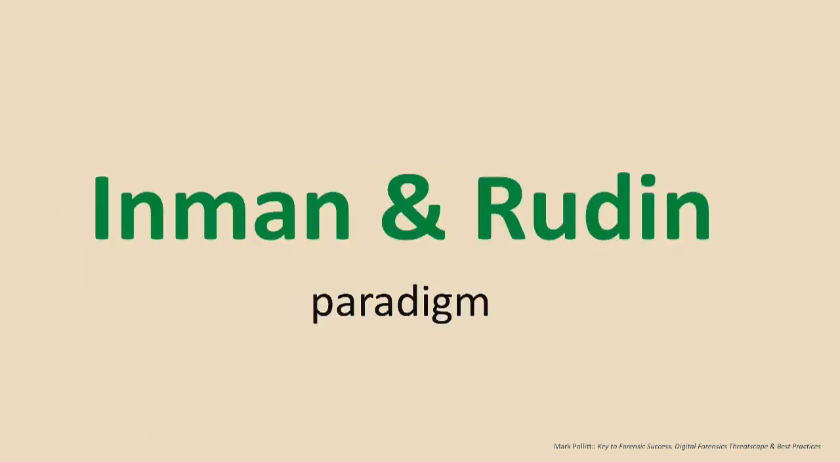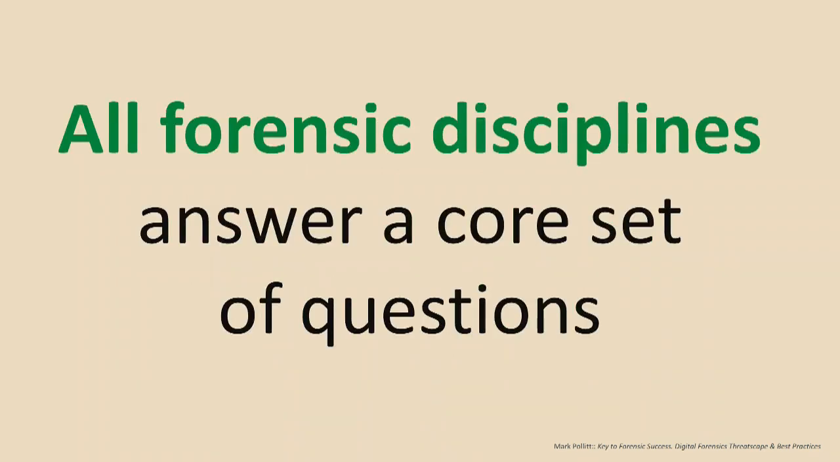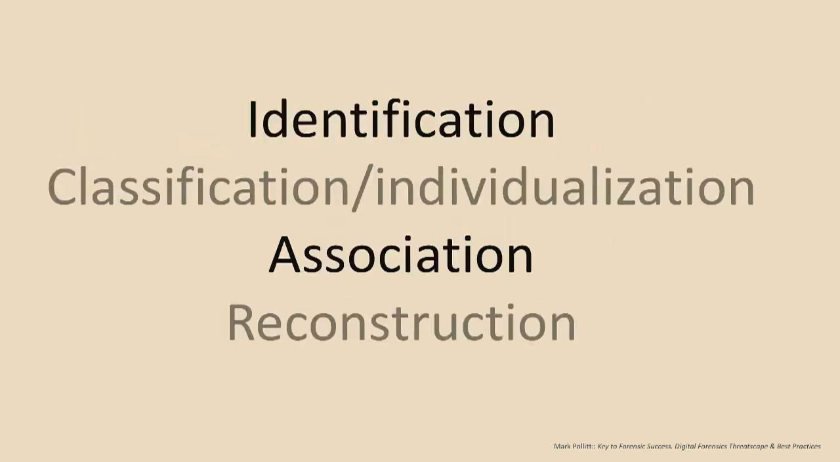In forensic science, have you ever heard of Inman and Rudin? Probably not. Well, there's this thing called the Inman and Rudin paradigm in forensic science. Have you heard anything about class or individual characteristics? You've probably seen the product of this and maybe not known what it's from. All forensic disciplines tend to want to answer a core set of questions, which can be broken down into identification, classification/individualization, association, and then reconstruction.